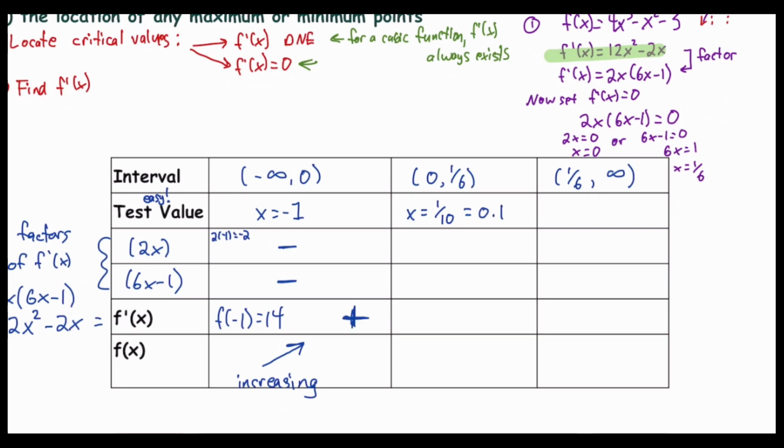And once again, we can do this a piece at a time. So if I sub x equals 0.1 into my first factor, I'm going to get a positive value. And if I sub x equals 0.1 into my second factor, I'm going to get a negative value. And I know that if I multiply a positive number and a negative number, because these are factors, then a positive times a negative is a negative. What does that tell me about my original function? It tells me that it's going to be decreasing at this point.